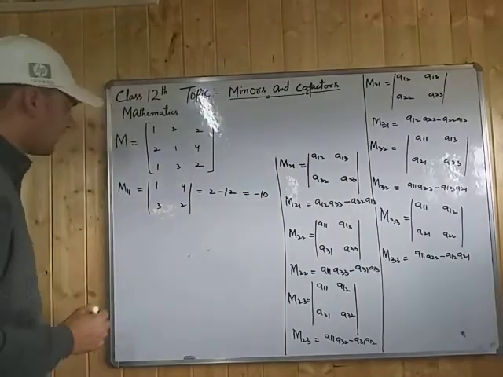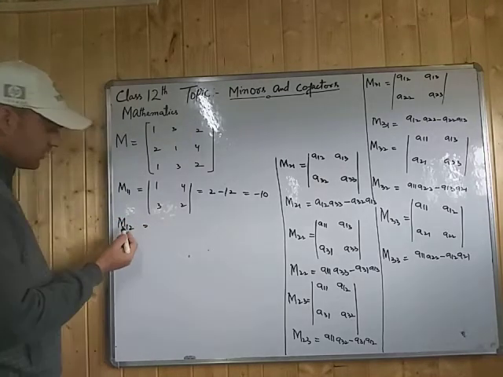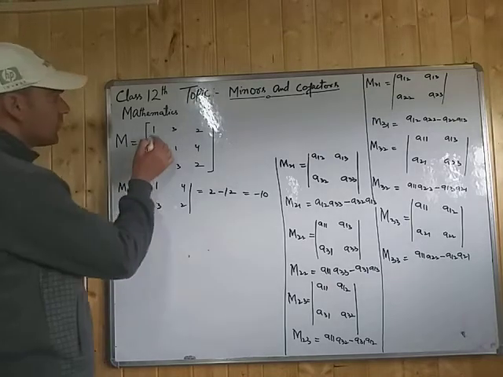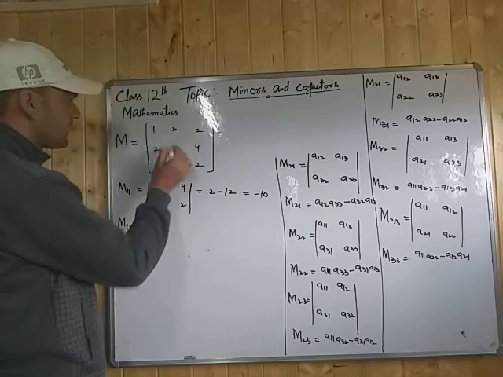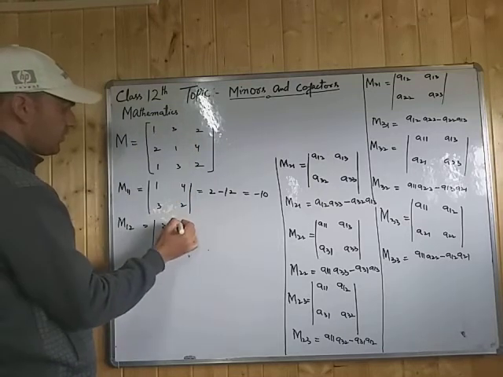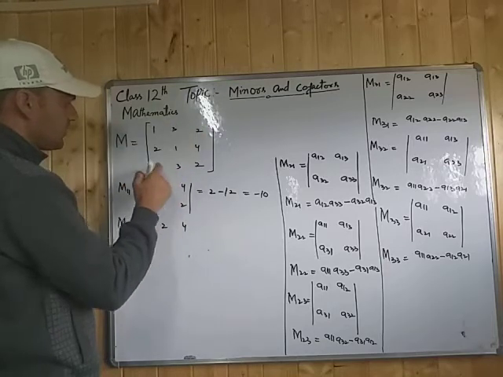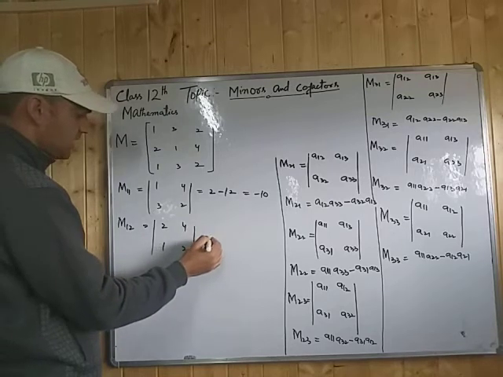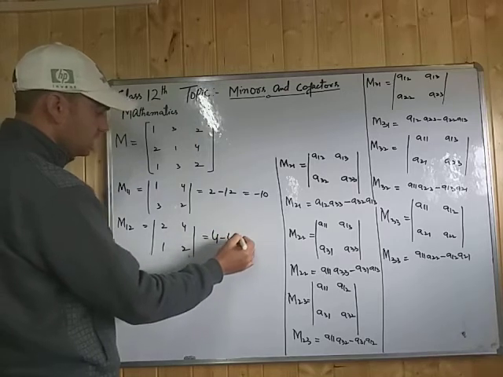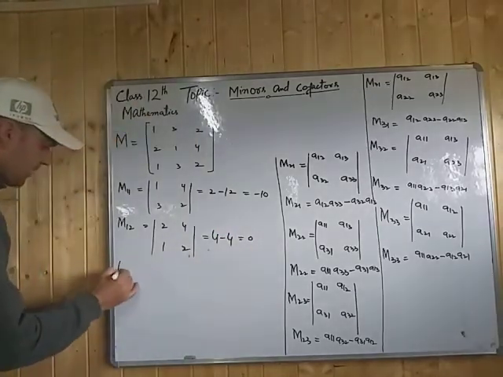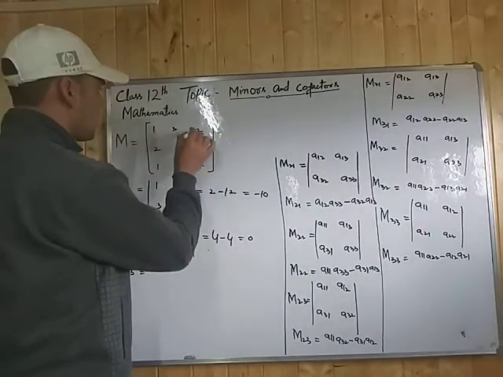So that's M11. Similarly, we will write here M12. M12 means by deleting first row and second column, the remaining determinant will be 2 4, 1 2. That is equal to 4 minus 4, which will be equal to 0. Similarly, M13 by deleting first row and third column.